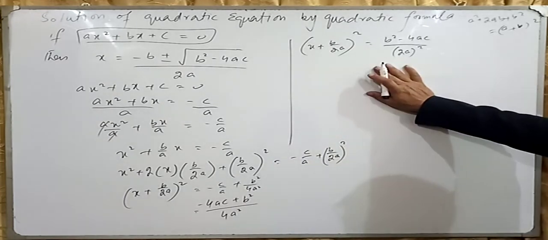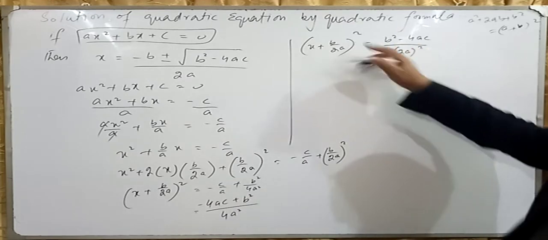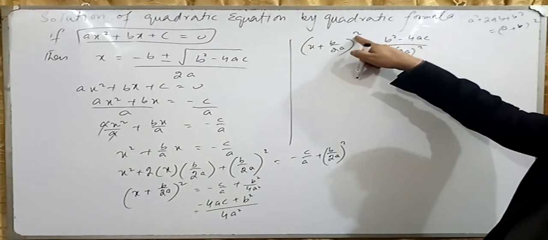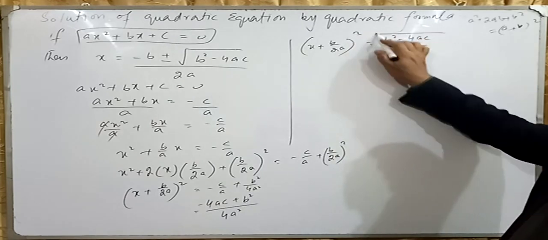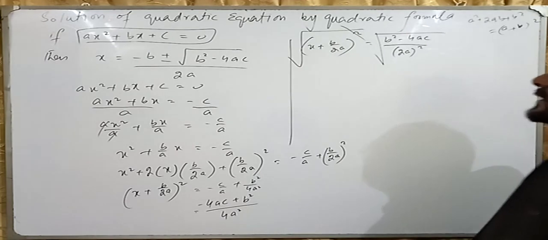After that, when we are completing the square, then we are taking what? The square root on both sides to remove the square, because we have to find out the value of x. So we have to remove the square. So take jazr on both sides. If we take jazr, these two will cancel, square and square root.